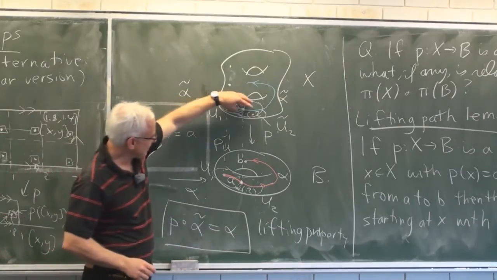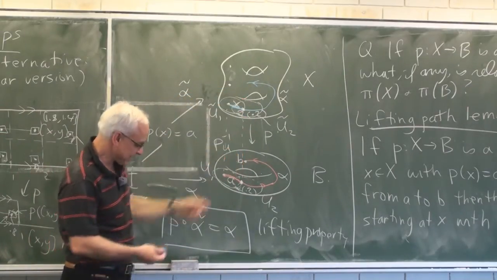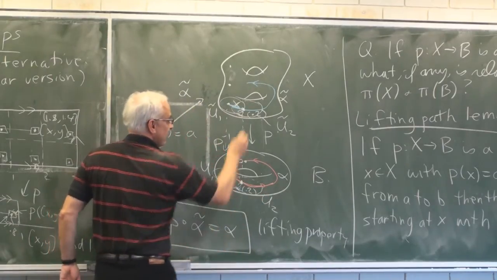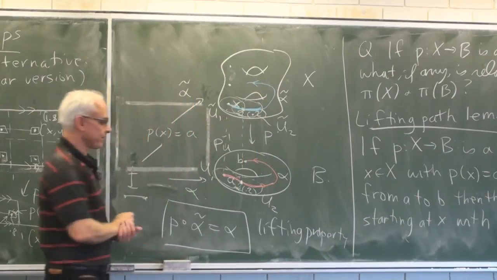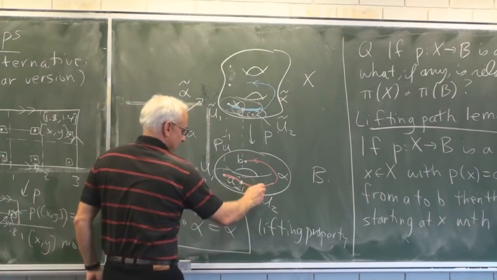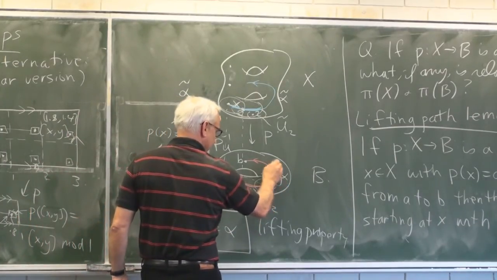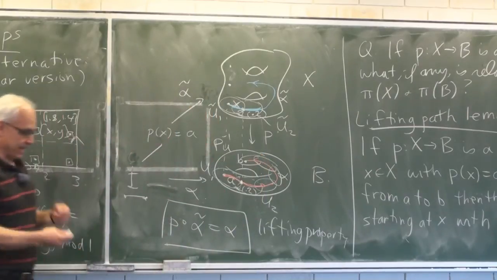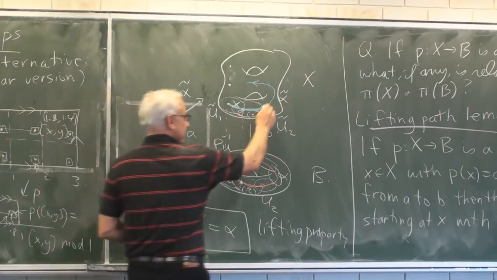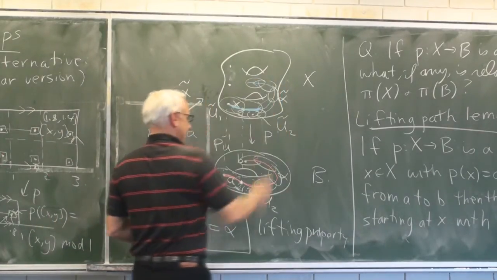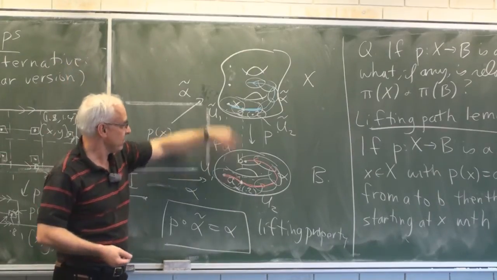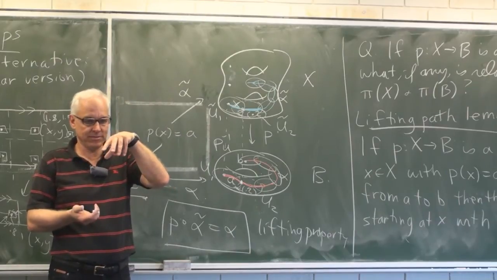These are going to be isomorphic, and so we can lift the second part of the path to U2. And we just keep doing this. We just subdivide the path here into little pieces, each of which has an inverse image which is completely homeomorphic to it. And we lift the path on each one of those individual pieces by the inverse of P on those pieces.